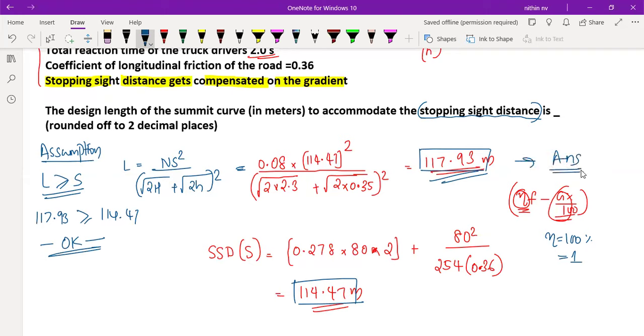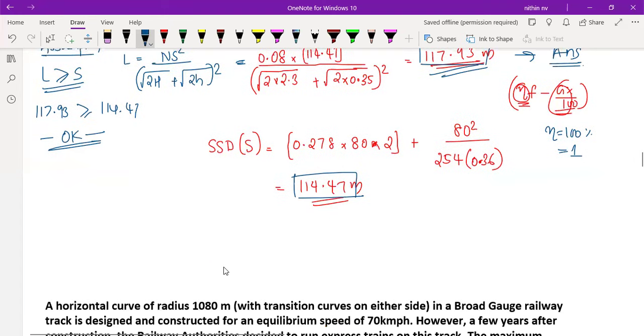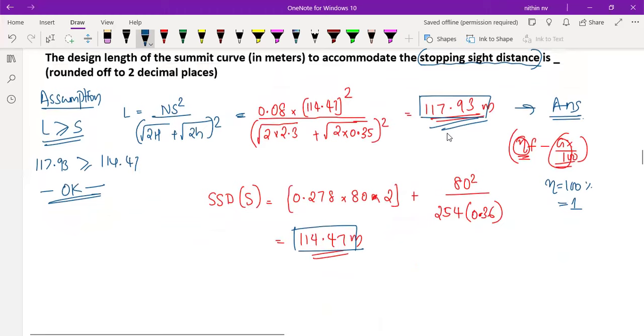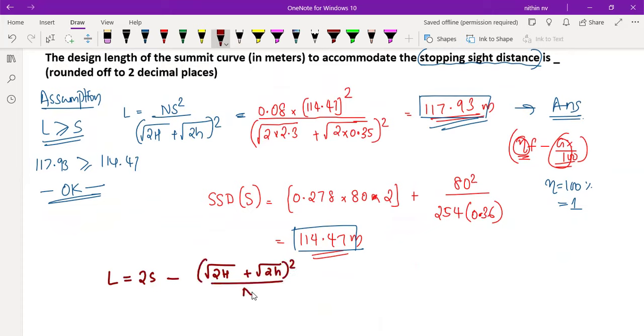That's it. Okay, guys. So suppose this assumption becomes wrong, which means the calculated length value becomes less than this stopping side distance, then what do we need to do? We need to ignore this calculated value of length, and we need to use the next equation, 2s minus square root of 2h plus square root of 2 small h whole square by m. So this equation we had to use, and the obtained value would have been our final answer.